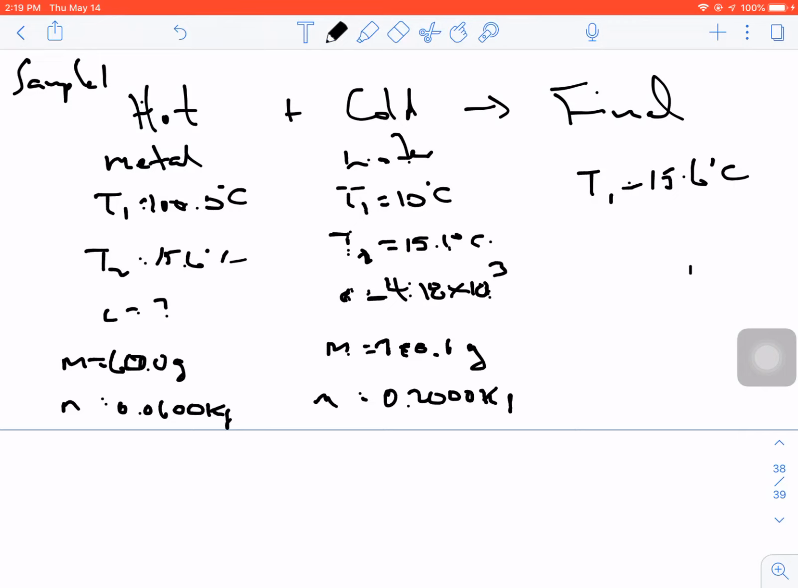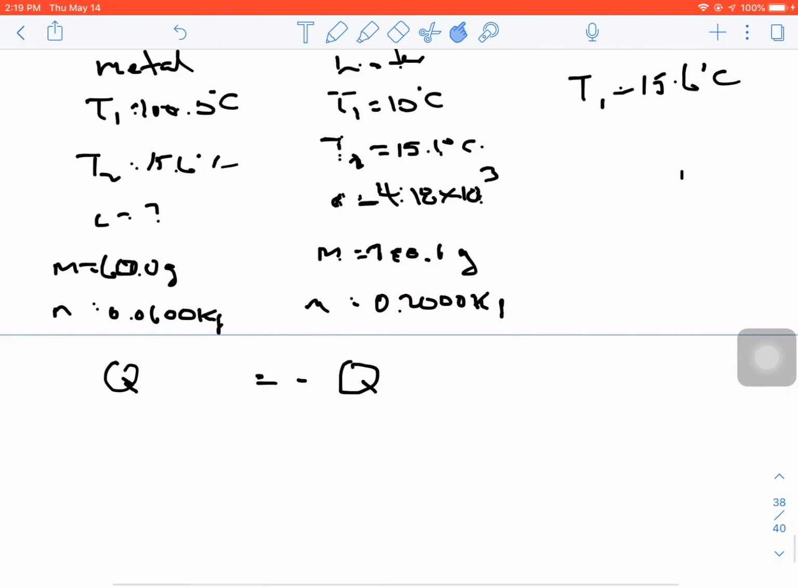So if I look at what I have in terms of the math here, what I know is that the Q on this side, which is going to be lost, is going to be equal to the Q that's going to be gained by the water. But again, remember, I need a negative sign in here to make this work. So if I start putting my numbers in now, I know Q is equal to mC delta T. mC delta T for the metal will be equal to the negative mC delta T for the water. So let's put our numbers in now.